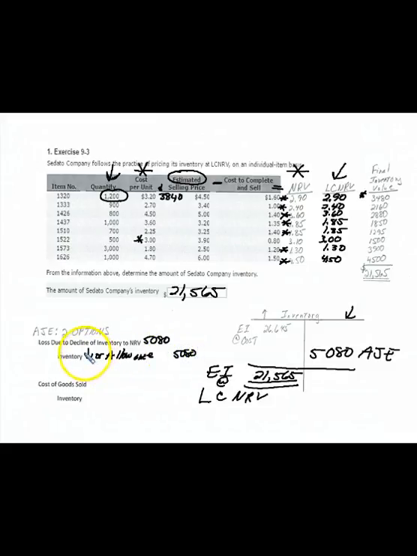So I can credit inventory directly, or I can create this allowance account. Now in your textbook, in the homework, it's going to have you use the allowance account. But I just want to point out, you don't have to create an allowance account, but your author has it set up that way. Okay, so one option is to debit a loss. The other option is to debit cost of goods sold for the decline in the value.